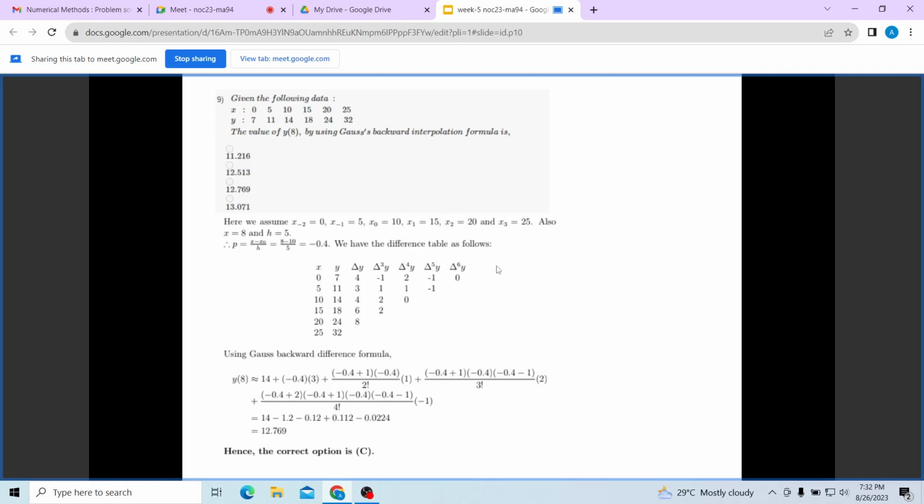Now find the difference table. So arrange the values in the column x and y, and corresponding to that find the first, second, third, fourth, and fifth divided difference. Sorry, it should be second, third, fourth, and fifth. Okay. Now once you have calculated the difference table, just put the values in the Gauss backward difference formula and find the value of y at 8.